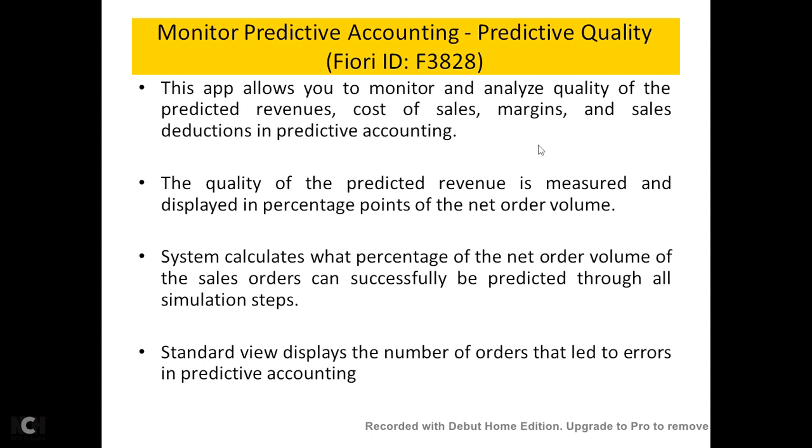So if you have, say, created 100 sales orders worth 1 lakh rupees, and it checks that for some reason only up to 80% of sales order volume can be predicted, it will give you 80% in the tile, which means 20% of sales orders cannot be predicted because of one or other errors. In the standard view of that app, it also displays the number of orders that led to errors in predictive accounting. I will also take you to the Fiori apps library to show you how that app displays the data.